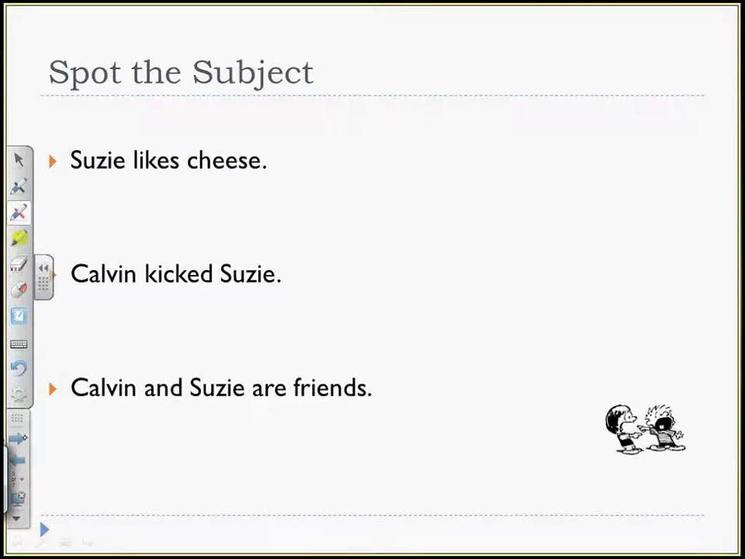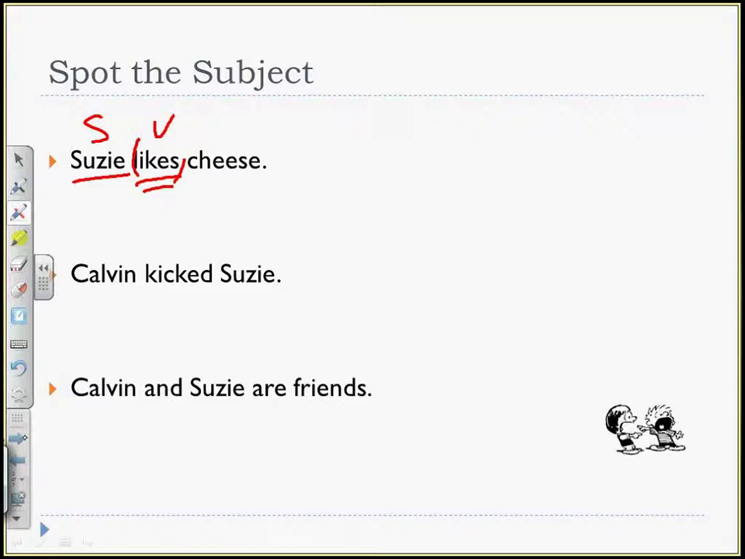Susie likes cheese. So the something in this sentence is Susie. And the doing something, the thing that Susie is doing, is liking. So this is your verb. Susie is your subject, likes is your verb.